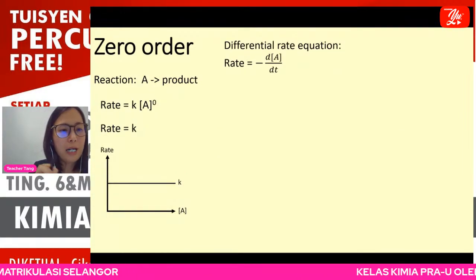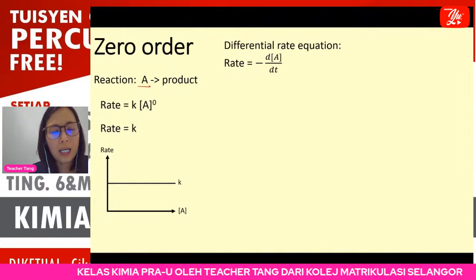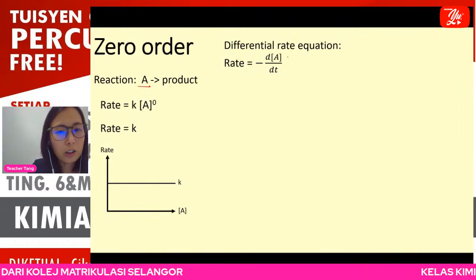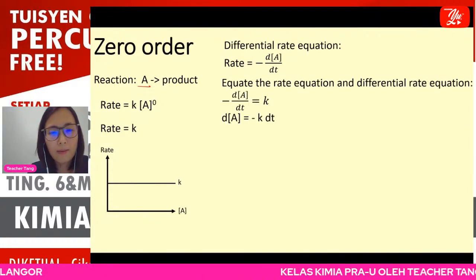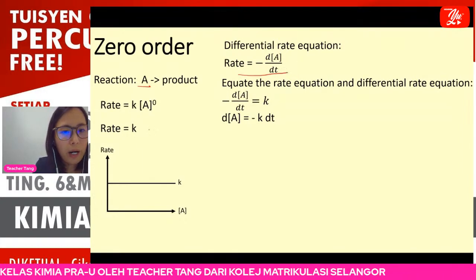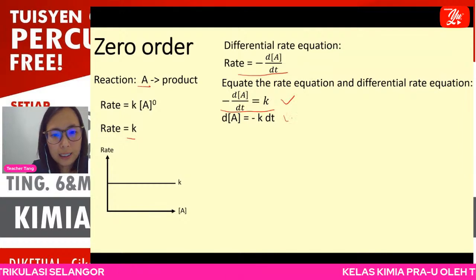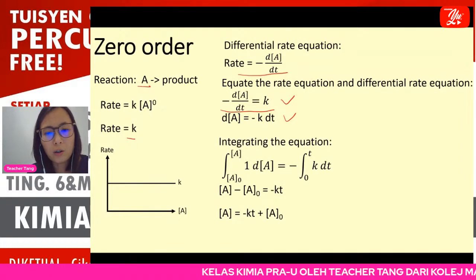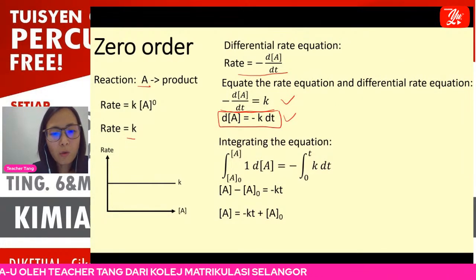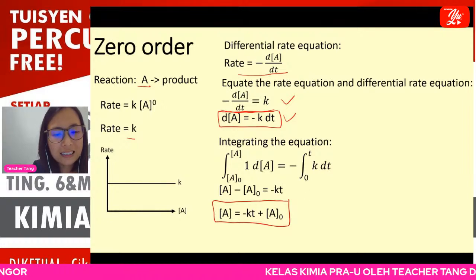If the reaction has reactant A converting to product, we can also write the differential rate equation as rate equals negative change in concentration of A with time. Then we can equate the differential rate equation with the rate law equation to give us this expression, and rewrite it to give us this expression. Then we do the integration for this equation, which gives us the integrated rate law equation for zero order. So this is the integrated rate law equation for zero order.